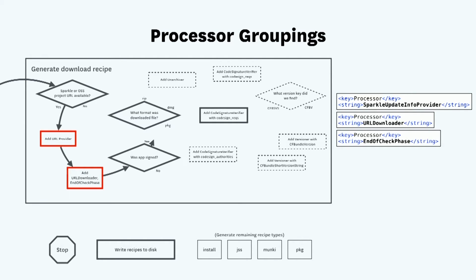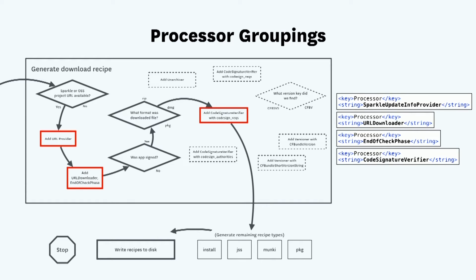And the URL provider is, I think it's actually a Sparkle app. So it's the Sparkle update info provider that we would add there. And then we decide, is it signed? We add the code signature requirements here. And then we skip all the rest because it's not applicable. Recipe Robot already makes that determination. So we get to the end and we go on and make the other recipe types too.